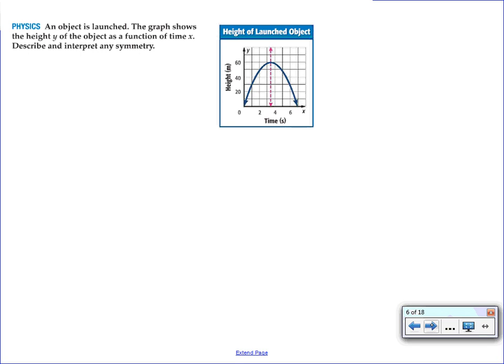So here we have an object launched. The graph shows the height of the object as a function of time, right? Describe and interpret any symmetry. Well, what do we notice about this? The right half of the graph is a mirror image of the other half. And the line of symmetry is where this is. This is called the line of symmetry.